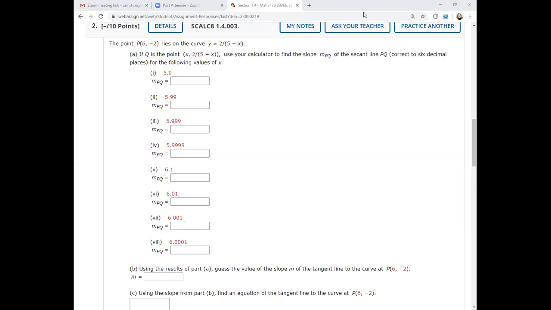I know they give you all these values, but if they didn't, I would just pick values close to 6, a little bit less and slightly more than 6. I thought I was sharing the screen, but apparently I didn't. So I'm going to share my calculator at this point so you can see it.